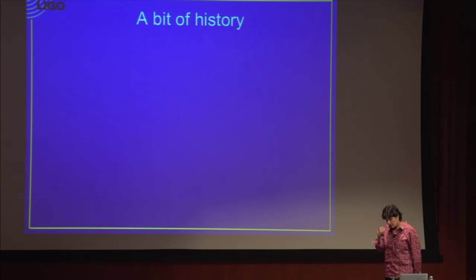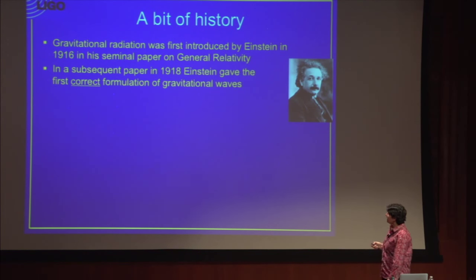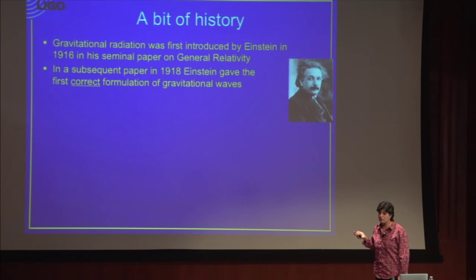Okay, so let me give you a little bit of history, sort of in the spirit of the 100th anniversary of GR. So certainly, I already told you gravitational radiation was first introduced in his 1916 paper, in the original one. But he didn't get it right the first time. So he actually, in a subsequent paper in 1918, he got the first correct formulation. And the big mistake there initially was that he didn't recognize that its lowest moment was quadrupolar.